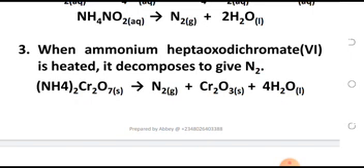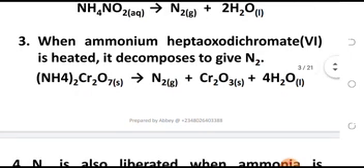Then the third method of preparing nitrogen is by decomposition of ammonium dichromate. So you heat it to decompose. Ammonium dichromate is also known as ammonium heptaoxodichromate 6. That is the IUPAC name of ammonium dichromate. So as you can see in the equation, the nitrogen gas is being given off from the reaction mixture.